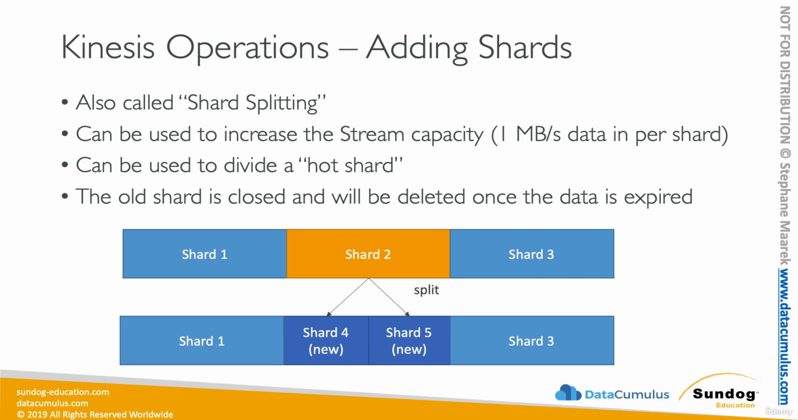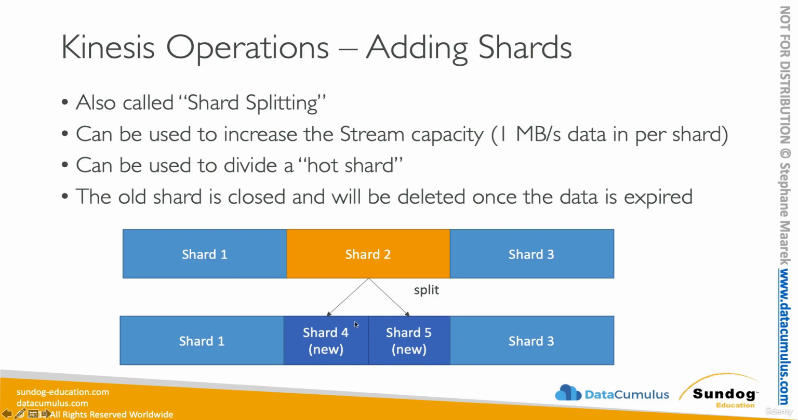So before, our stream looks like this, it has 3 shards, and then after the split, we have 4 shards, and we can see that 4 and 5 are occupying the space of shard 2. So shard 2 will be available as long as the data in it is not expired, but when it's expired, it will be gone. So now this is the state of our new Kinesis stream. When producers write data to it, they have 4 shards to write to.